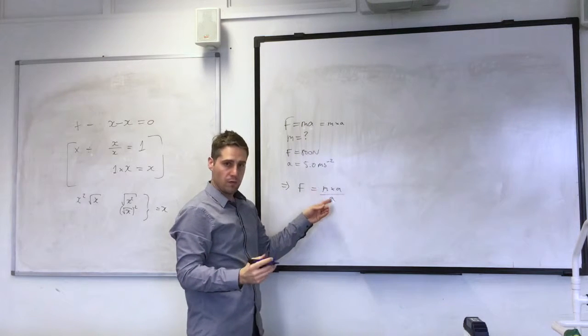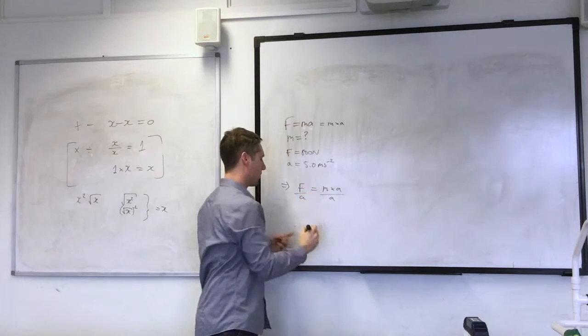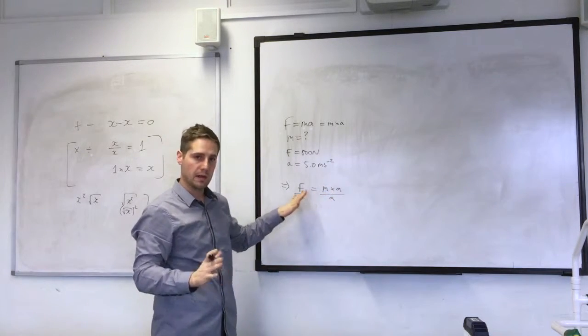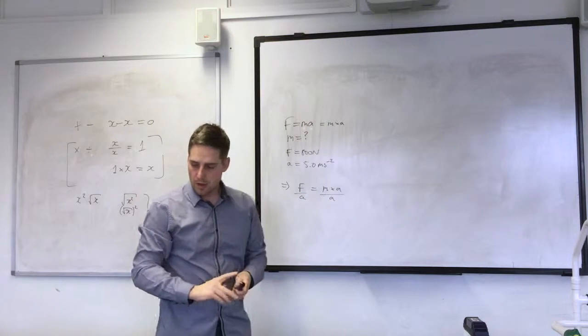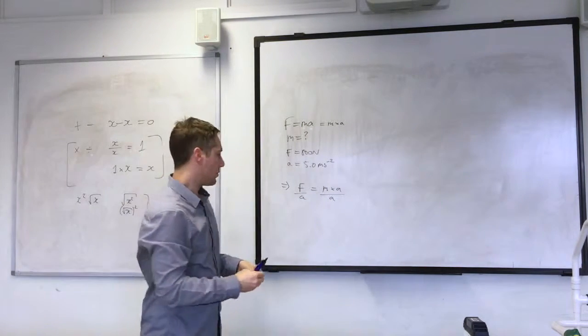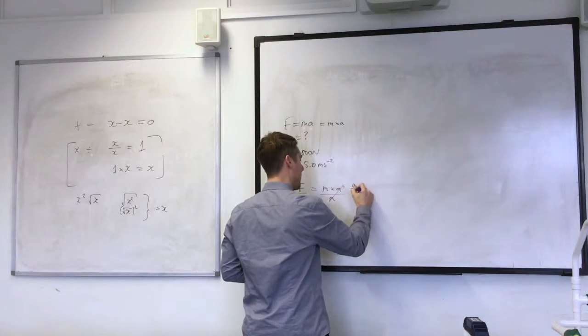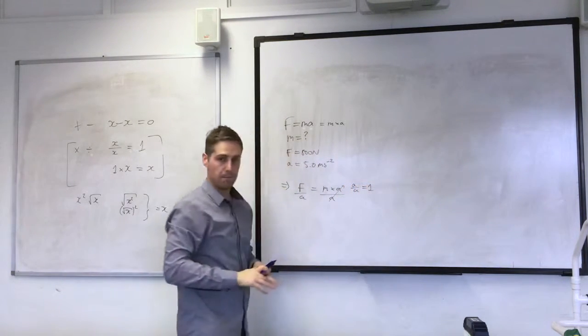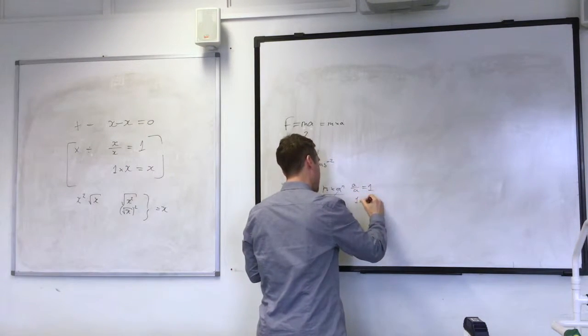In order to do that on this side, I need to do the same thing on this side. So I've got F divided by a. So that means I haven't changed the equation. I've used the opposite function. Now, a divided by a equals 1. So this cancels out, as a over a equals 1. And 1 times m equals m.